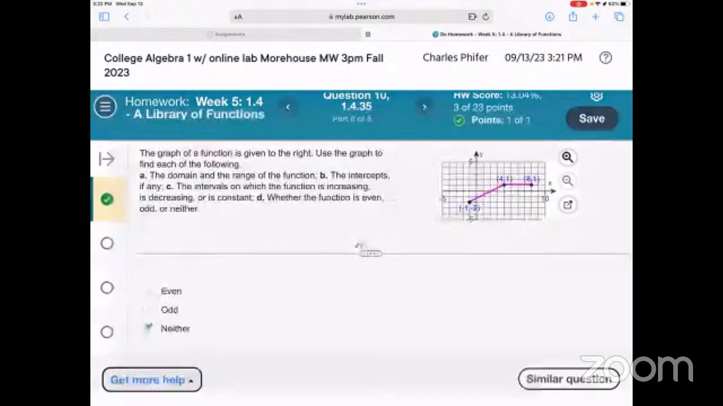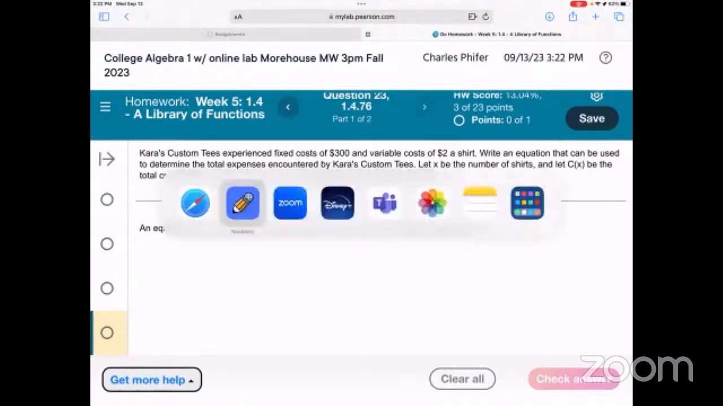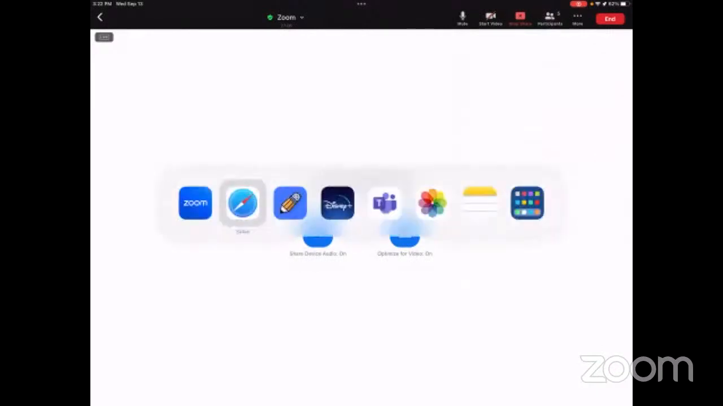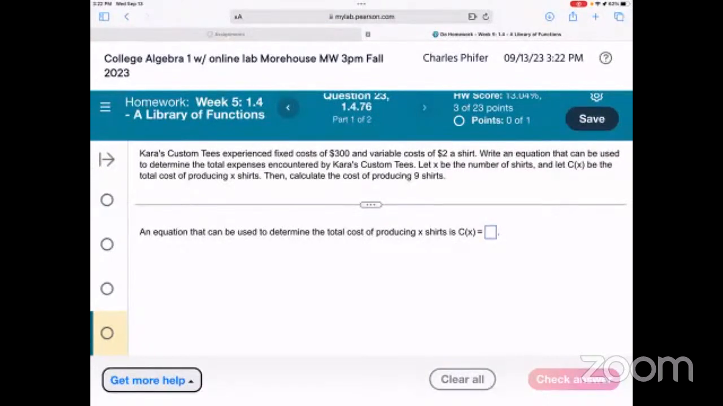So Kara's custom tees experience fixed costs of $300. And actually, let me check on you guys in Zoom to see if I have any latecomers. No, it doesn't look like it. Okay. Kara's custom tees experience fixed costs of $300 and variable cost of $2 a shirt. Write an equation that can be used to determine the total expenses encountered by Kara's custom tees. Let X be the number of shirts and let C of X be the total cost of producing X shirts. Then calculate the cost of producing 9 shirts.